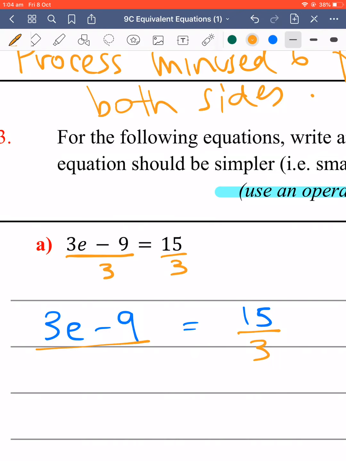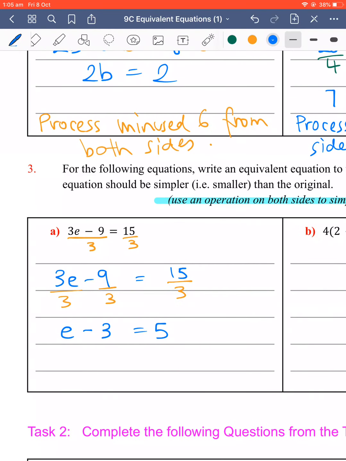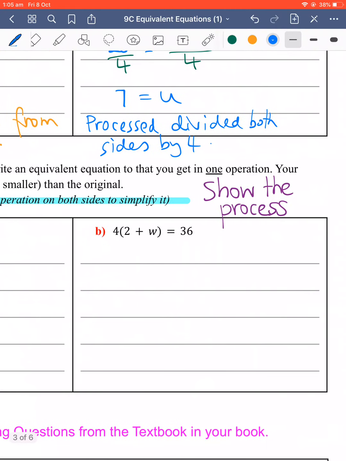Just to make this a little bit easier to see, I'm going to do it like this, because it means the exact same thing. So let's have a go. 3e divided by 3 is just e, and I put my minus, and I've got 9 divided by 3 gives me 3, and then I have 15 divided by 3, which gives me 5. That's looking really, really nice. We're done with that one. Hop on to the next.